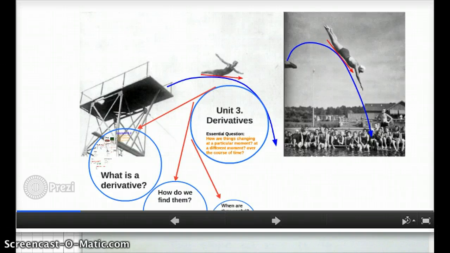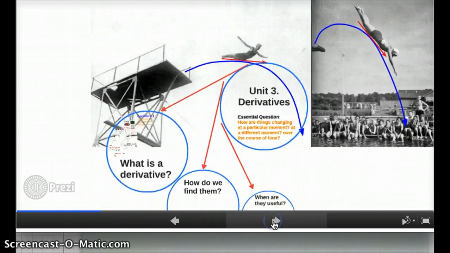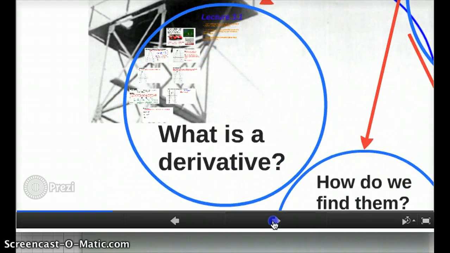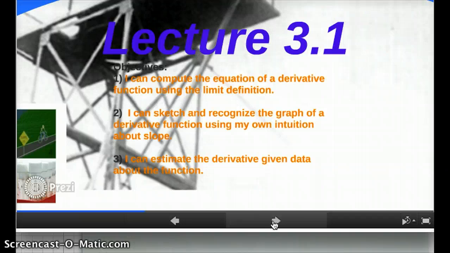Welcome to Unit 3, Derivatives. We'll start by talking about what a derivative is. And in particular, the next 3 videos are going to focus on finding a derivative using the limit definition, sketching the derivative using some intuition that you're going to build, and estimating the derivative given some data.